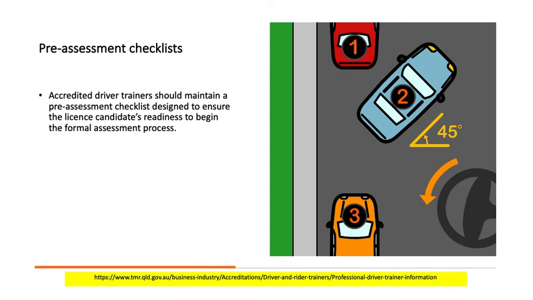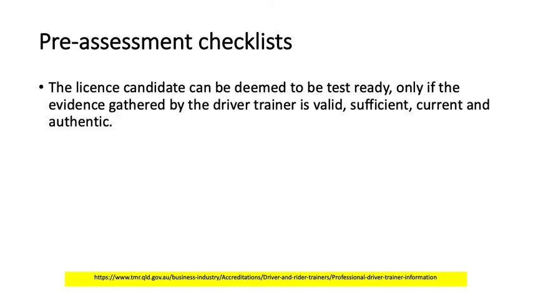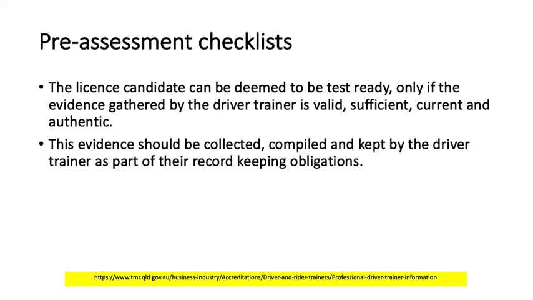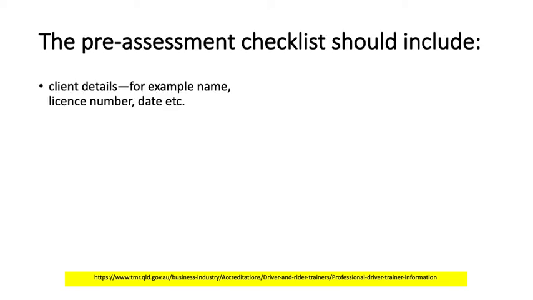Pre-assessment checklist. Accredited driver trainers should maintain a pre-assessment checklist designed to ensure the licensed candidate's readiness to begin the formal assessment process. The licensed candidate can be deemed to be test ready only if the evidence gathered by the driver trainer is valid, sufficient, current, and authentic. This evidence should be collected, compiled, and kept by the driver trainer as part of their record-keeping obligations.